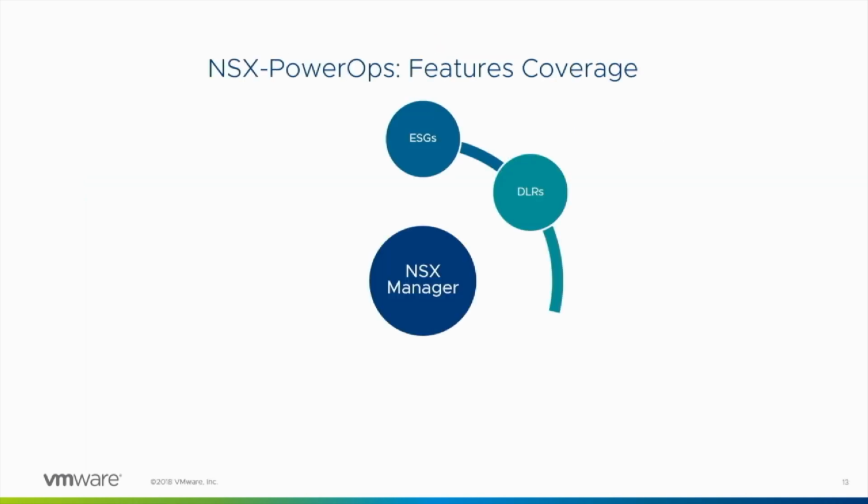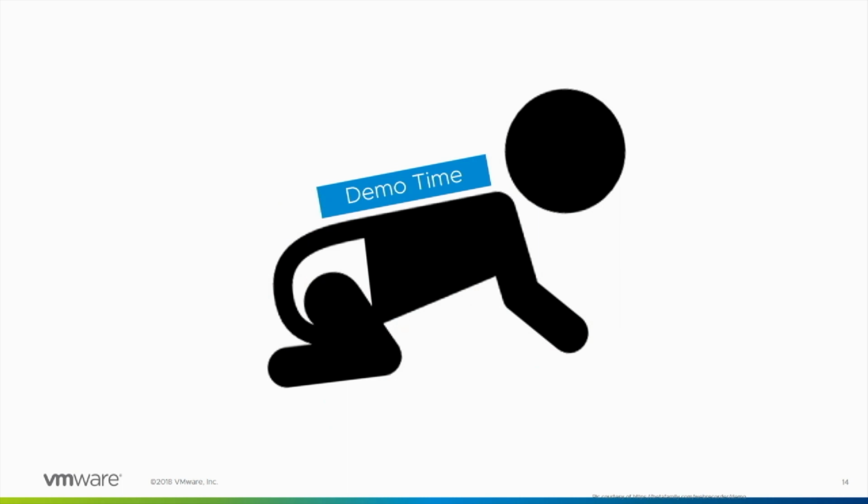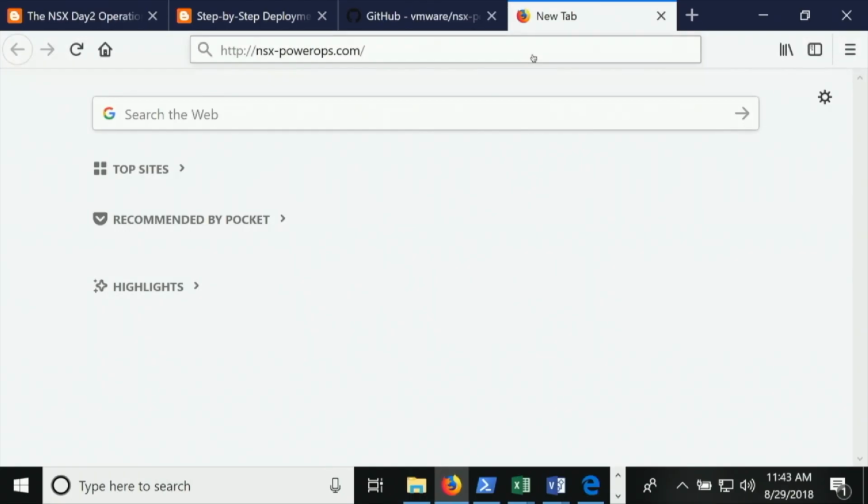And then health checks. The feature coverage is, we try to cover all the major features. There are still a few gaps. NSX Manager, all the components, configuration, edges, DLRs, ESXi host, load balancer, security aspect, and NetX, and visual diagram. The one big piece missing is guest introspection that I'm aware of, and there may be some others. All right, so without further ado, let's jump in. We'll try to do a live demo. Yep, fingers crossed.